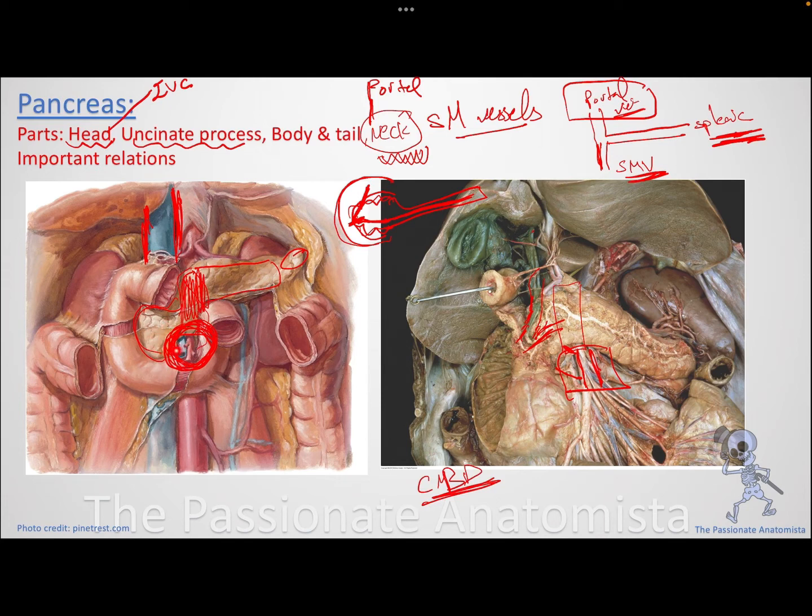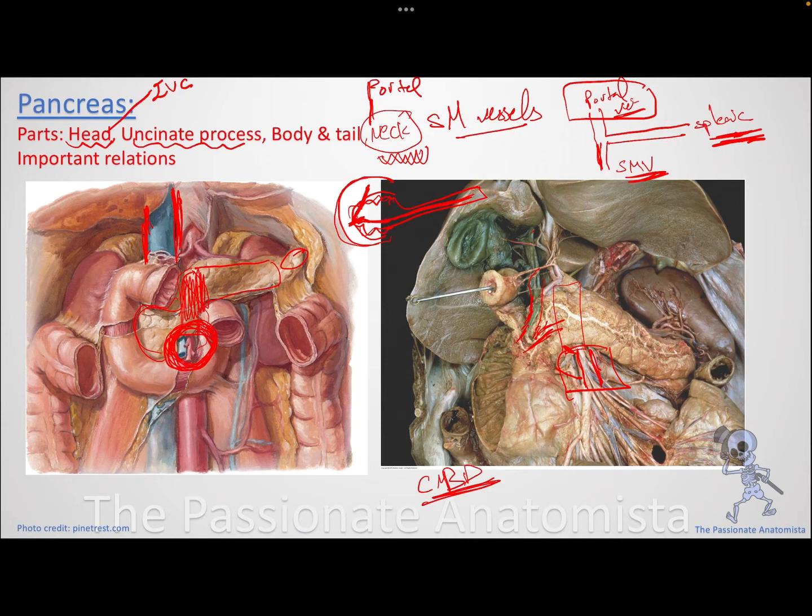So the head of pancreas lies in the C-shaped duodenum. The superior mesenteric vessels come from the backside of pancreas, and then they show up in front of the uncinate process. Behind the neck of pancreas is the union of superior mesenteric vein and splenic vein to form the portal vein, and behind the head of pancreas is the inferior vena cava, and the common bile duct has multiple relations with the pancreas and with the duodenum, and we're going to talk about that in a while.